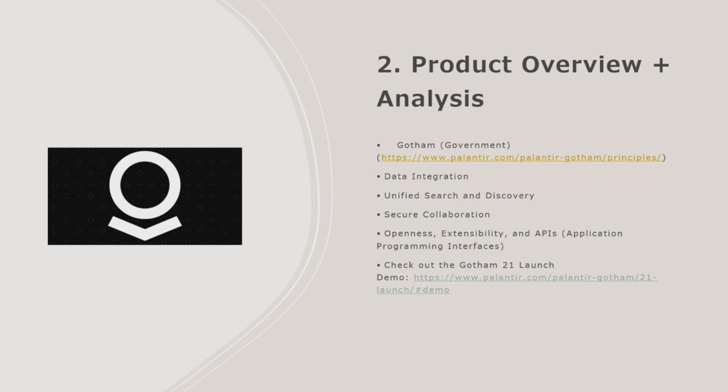All right, taking a look at their product line. The first product that they have is Gotham, which caters to their government clients. That focuses on data integration, unified search and discovery, secure collaboration, openness, extensibility, and APIs, which is application programming interfaces. And they've got a really cool video here of their launch, so I am going to show that here.